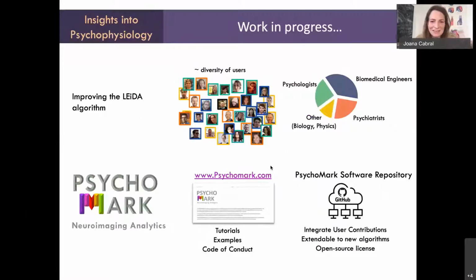And here I'm working on work in progress, so improving this algorithm. I've trained different people to use this, but now I'm working on putting this together as a platform with tutorials, with a code of conduct, and also putting all the code as a software package on GitHub. So this was a side project that came out while exploring what is really going on in brain activity.